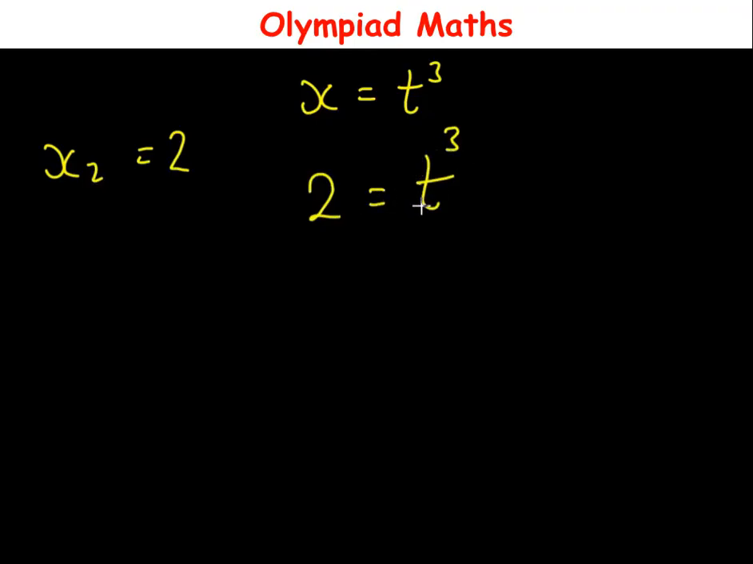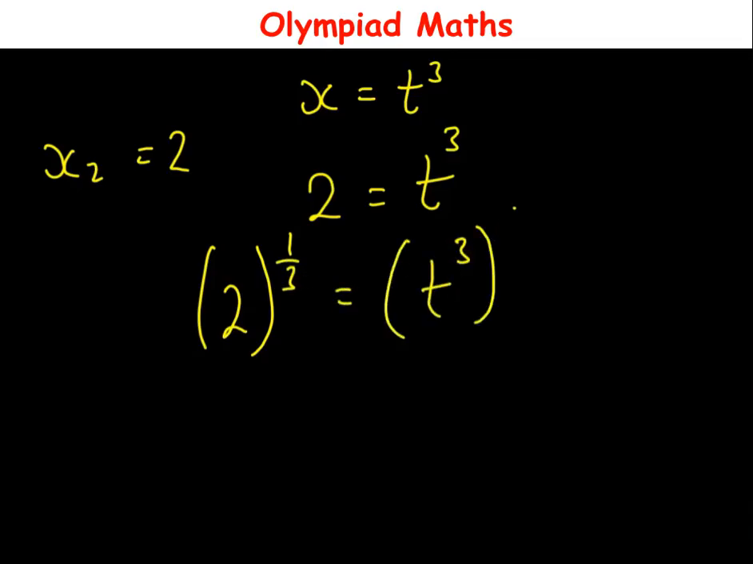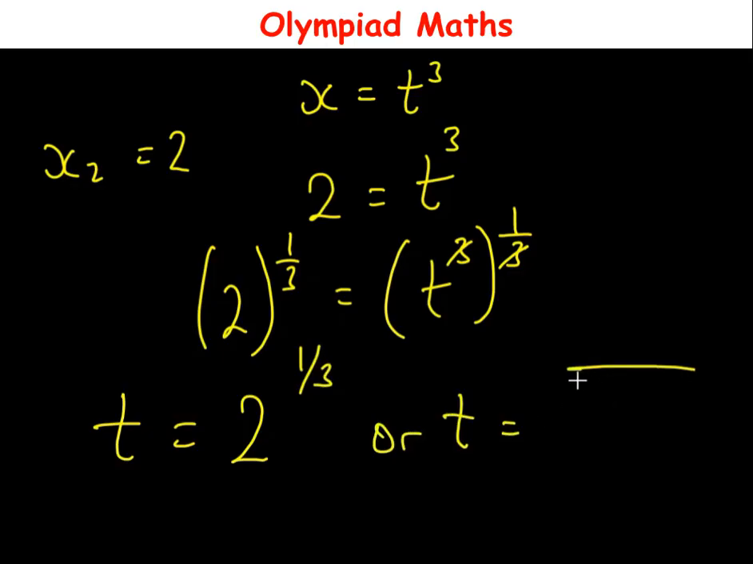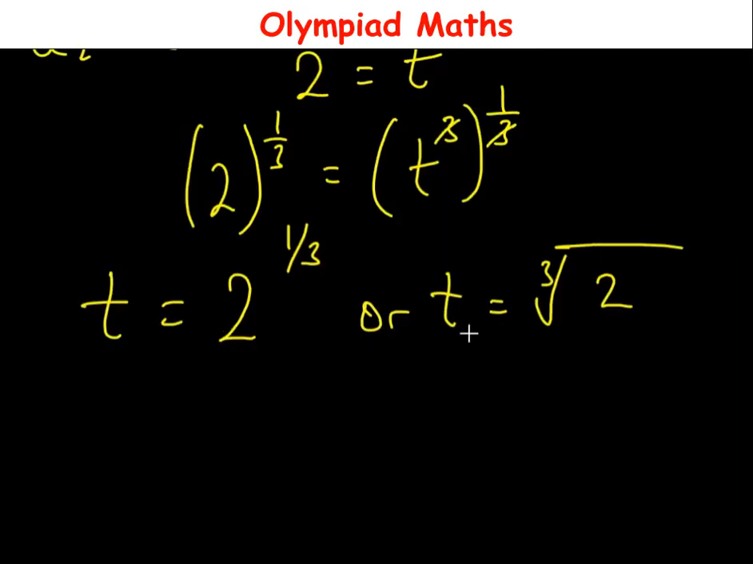Now to solve for t, raise both sides of the equation to the power 1 over 3. So in brackets, 2 raised to power 1 over 3 is equal to, in brackets, t raised to power 3, all raised to the power of 1 over 3. And from here, we cancel the 3s. The value of t is equal to 2 raised to power 1 over 3, or t is equal to the cube root of 2. So with this, I've gotten the fourth value for the solution of t.